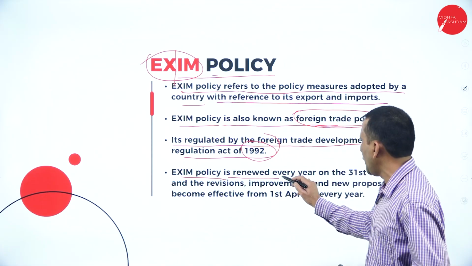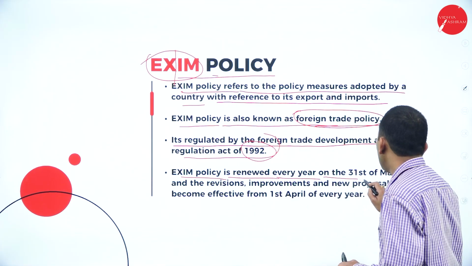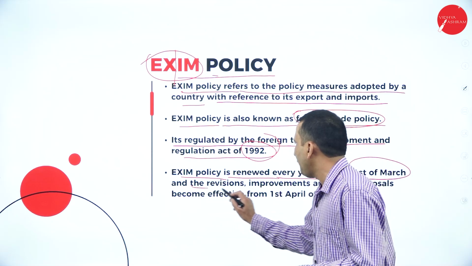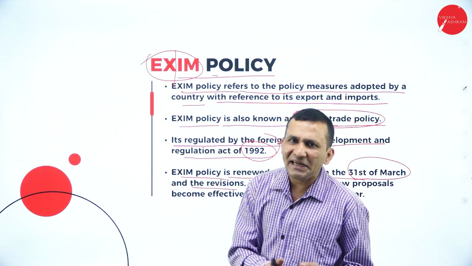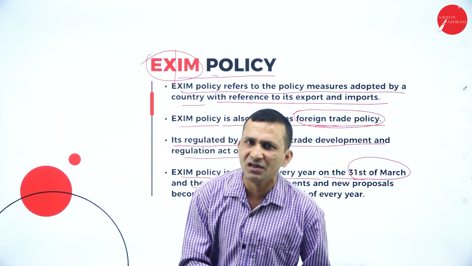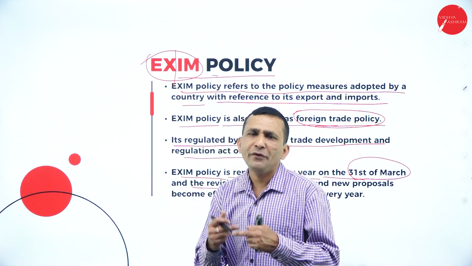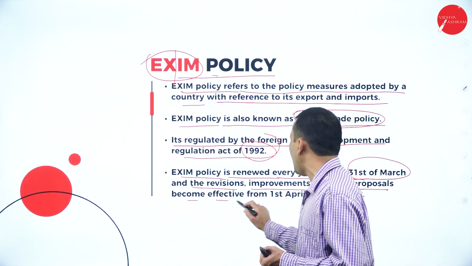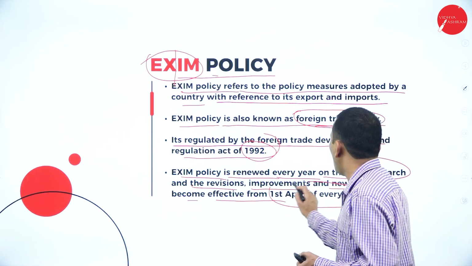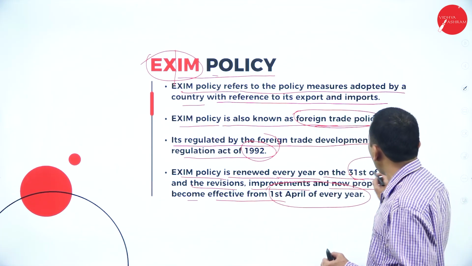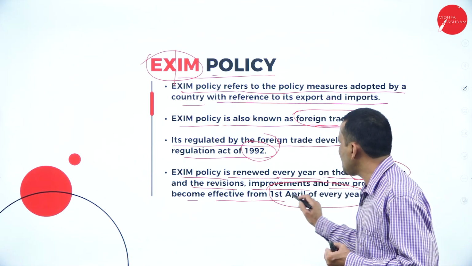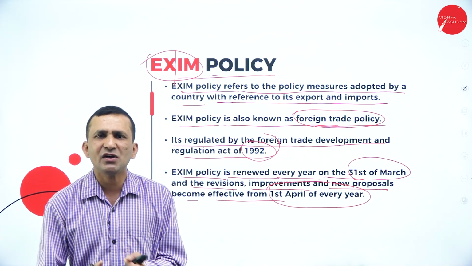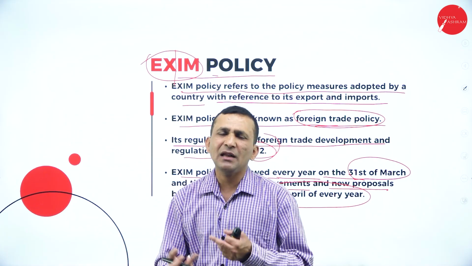EXIM policy is renewed every year on the 31st March. The policy is renewed and revised based on the condition, criteria, and market situation. So the policy cannot be constant; it can be revised. Improvements and new proposals become effective from 1st April. The policy framed on 31st March is implemented on 1st April every year, and it is not at all constant; based on the situation, the policy can be revised.